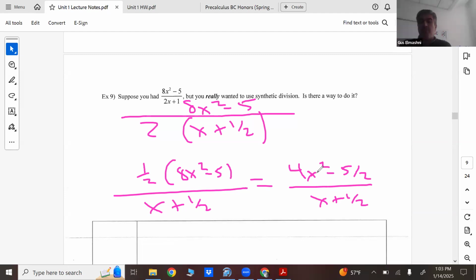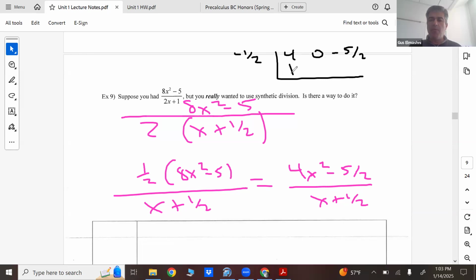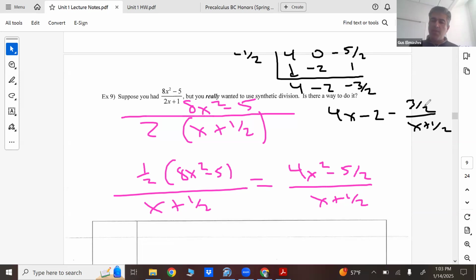So it's a little bit of fraction stuff you have to do. If you don't like fractions, this is not going to be a good technique. And then what you do is you do negative half, 4, 0, and negative 5 halves. You bring the 4 down, multiply becomes -2, add it becomes -2, multiply becomes 1, and that becomes -3/2. So what do you really got then? 4x minus 2 minus 3/2 over x plus half. When that 3/2 is divided by x plus half, it could be rewritten like this.